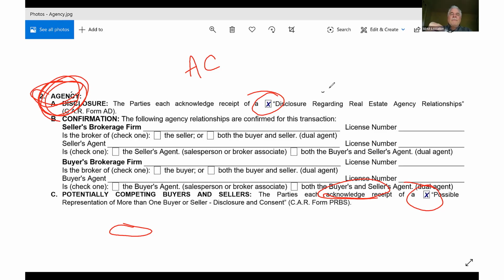So just remember, this is a big ticket item. If this is not done right, or the checkbox is not done, and remember, you can't change it over the signature because the buyer's already signed it. So now you need to fix it. And the way to fix it is the confirmation of real estate agency relationships, the CAR form AC. Everybody good with that? Okay.